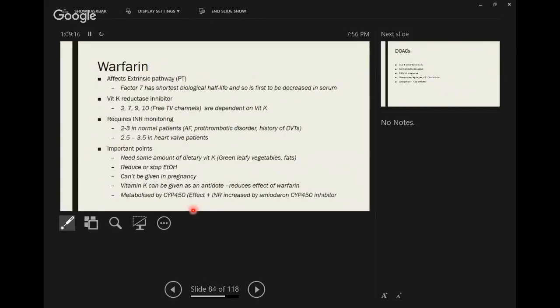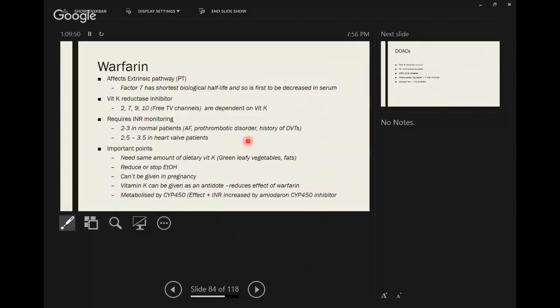It's a vitamin K reductase inhibitor, so vitamin K is reduced twice before it can be used by the liver to help create these enzymes, which is 2, 7, 9, and 10, which is your TV channels. 2 is the ABC. I didn't know that. Fun fact. And they're all dependent on vitamin K for synthesis. It requires INR monitoring, 2 to 3 in normal patients, who might be on it for AF, a prothrombotic disorder, a history of DVTs. You aim at 2.5 to 3.5 in a mechanical, so a metal heart valve.